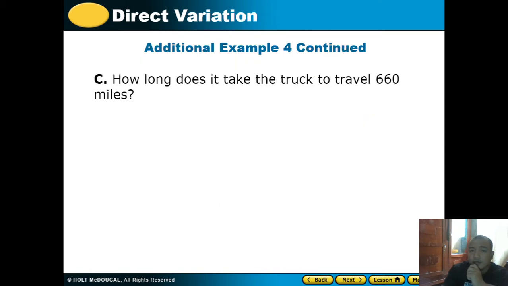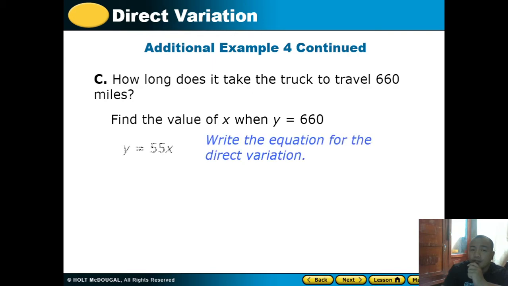Right. Let's continue. How long does it take the truck to travel 660 miles? So find the value of x when y equals 660. The equation is y equals 55x. So that's the equation of variation.